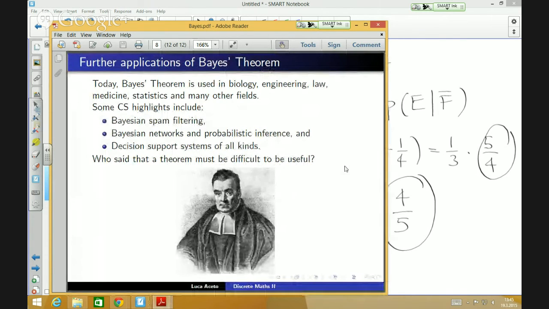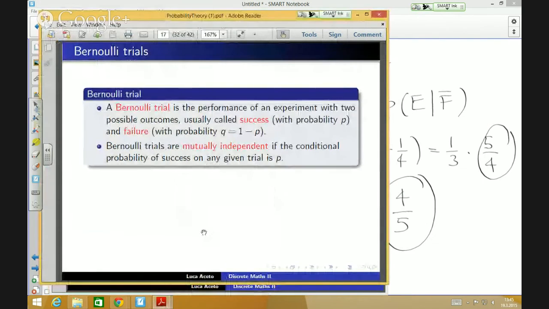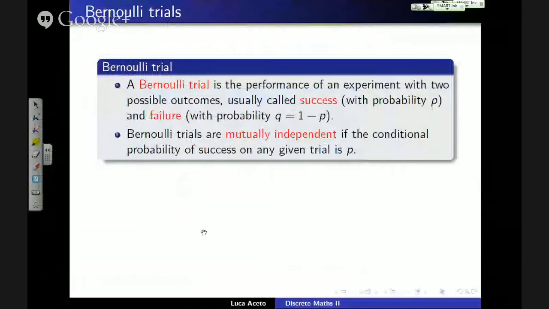Okay, so any questions about Bayes' theorem? If not, let's go back in time. And now we are not going back to the time of Bayes, we are going back to the time of a guy called Bernoulli. In fact, Bernoulli was one of a Bernoulli family, and they were all mathematicians, basically. So this was one of the Bernoullis.